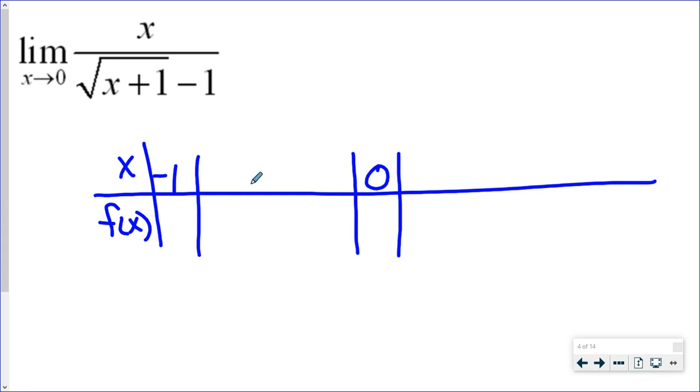Then I want to get closer to 0. Let's say maybe -1/2. I want to get closer to 0. Maybe -0.1. Closer to 0 yet, maybe -0.01. And at that point I'm very, very close to 0. Could we get closer? Sure. Do you have to pick these exact numbers? No. As long as you keep getting closer to 0 from the left and you end up very, very close to 0, you're going to be okay.